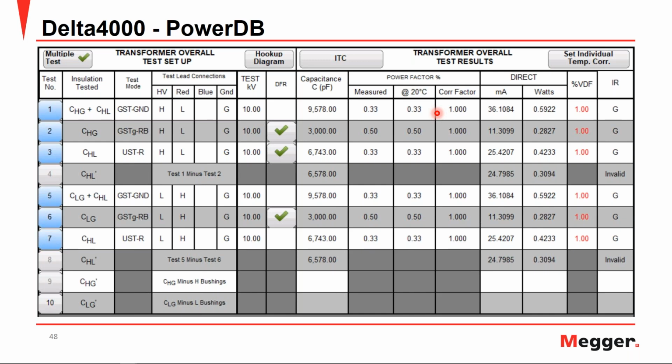Then finally, to the right of that, we have our percent VDF, which is our voltage dependence factor. Again, since I was in simulation, it came out as 1 for my measurements, and you can see that they turned red, indicating that it is being suggested that an automatic tip-up test be run.